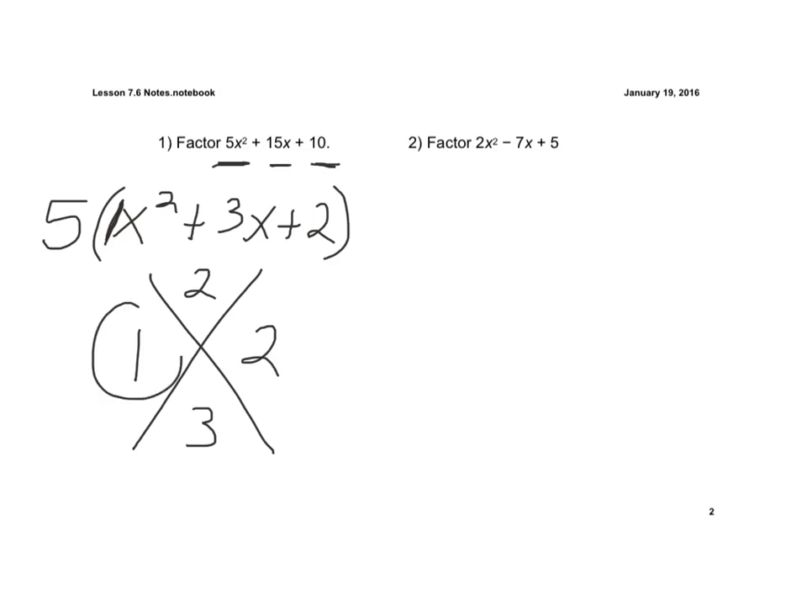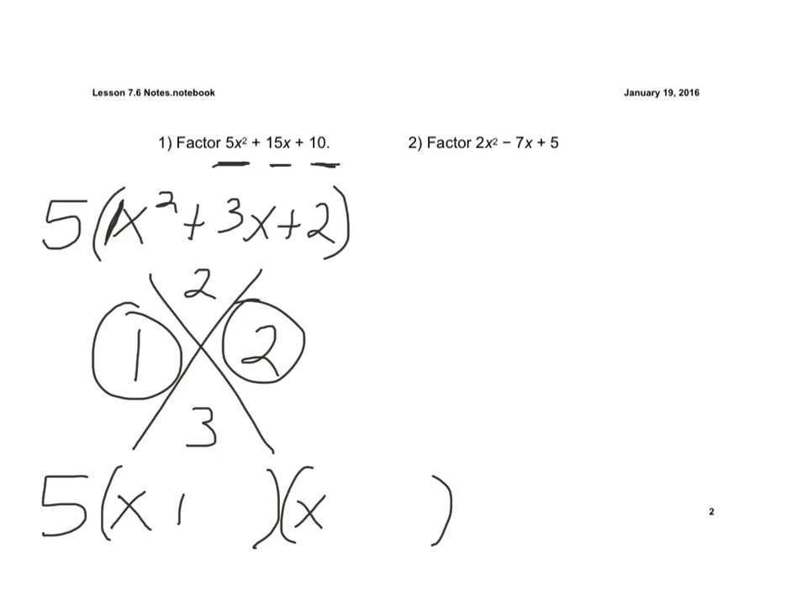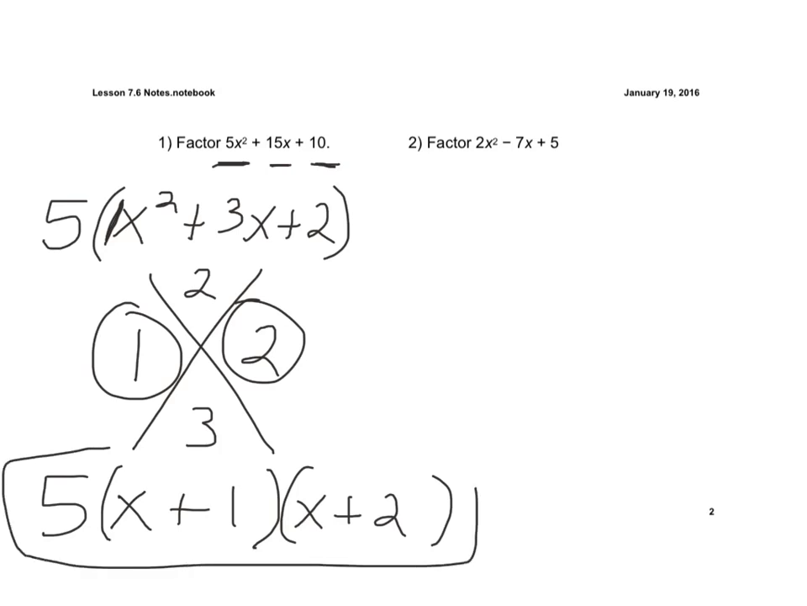So now those are the numbers that we use in our binomials. So I have the 5 that's on the outside. Don't want to forget about that. And then remember, because it's just x squared, we have x and x. And we're going to have plus 1 and plus 2, and now we're done. And so number 1 is completely factored. The leading coefficient was a GCF, and what we were left with was a quadratic trinomial with a leading coefficient of 1.